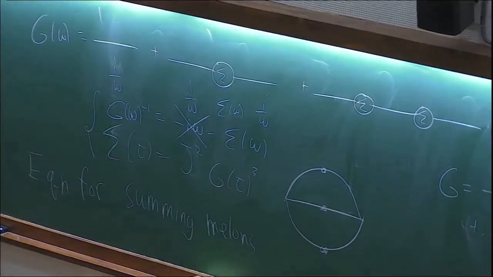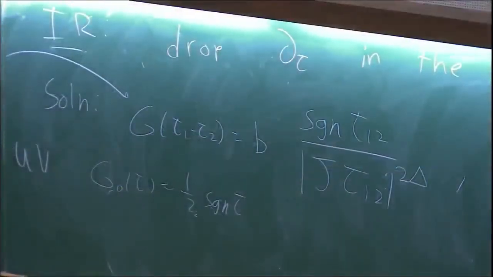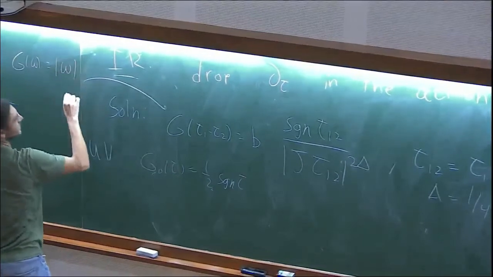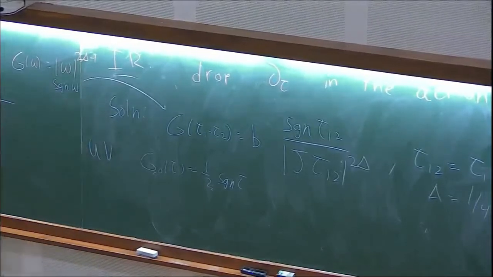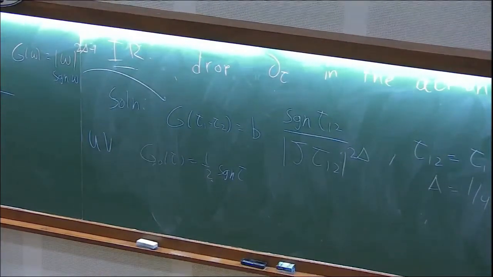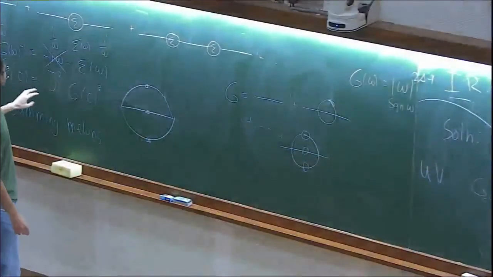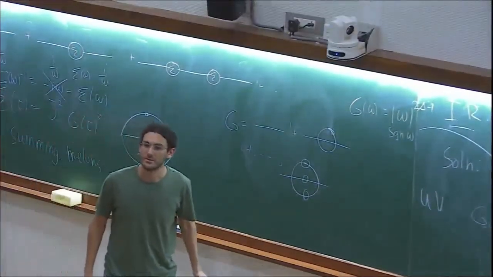is, so I claim that this is a solution for g of tau. Now you can compute g of omega by taking the Fourier transform. So from this, it will be omega to the 2 delta minus 1 sign omega, by just taking the Fourier transform. So that's g of omega. So sigma of omega by this equation is the inverse of that. So omega to the 1 minus 2 delta. Now take the Fourier transform of that to get sigma of tau. And now check that that's equal to g of tau cubed. And you'll see that it works.